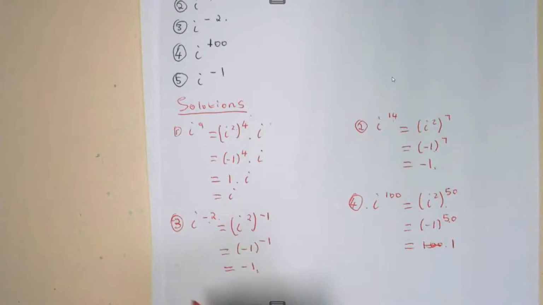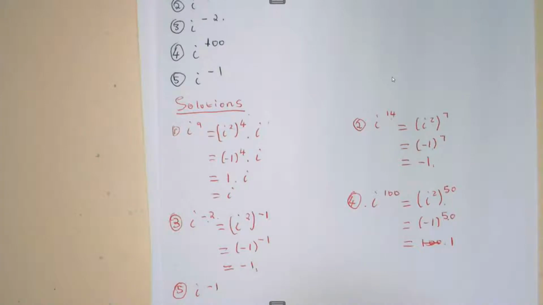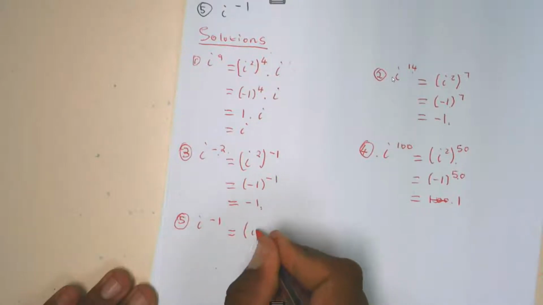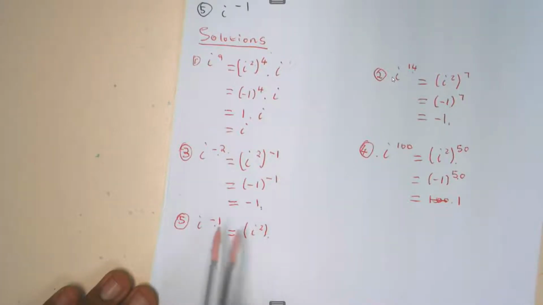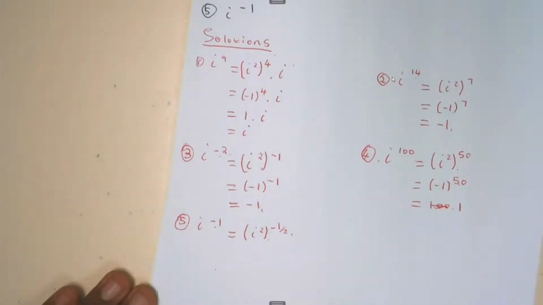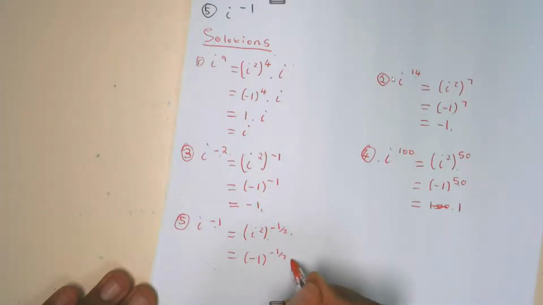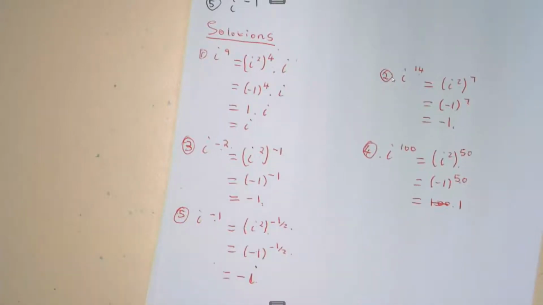Good. The last one, i to the power of minus 1. i to the power of minus 1 will have what? We said we are working with what? i squared. But remember, we have minus 1 here. So what can I multiply with 2 to give me minus 1? Minus 1 over 2, if you agree. That will give me minus 1 to the power of minus 1 over 2. That will be minus i. Sorry, minus i. That will be our solution.